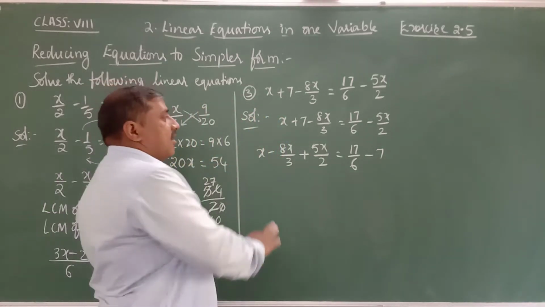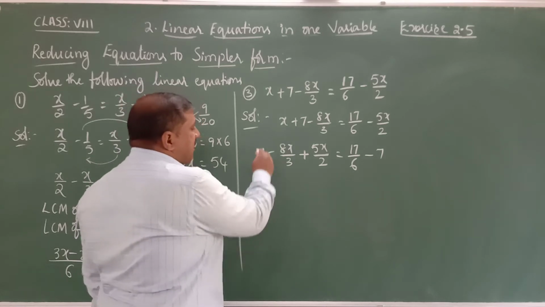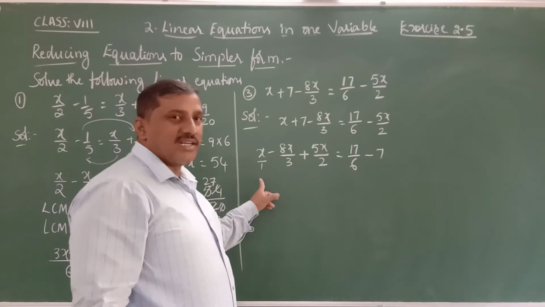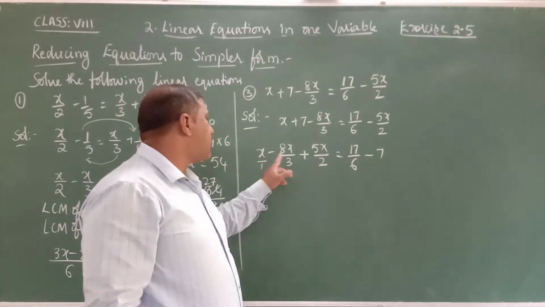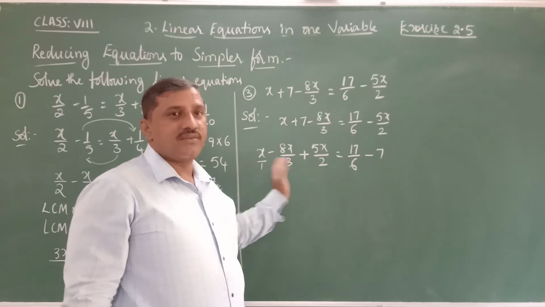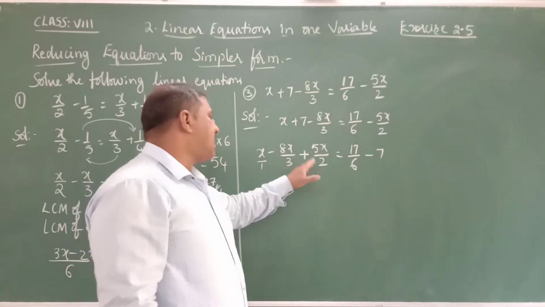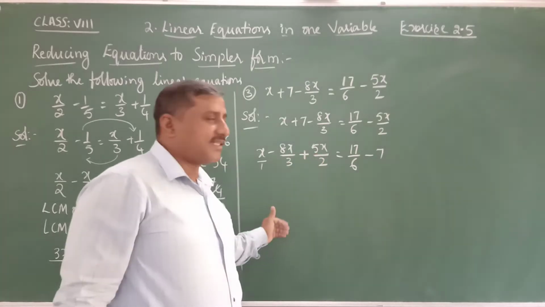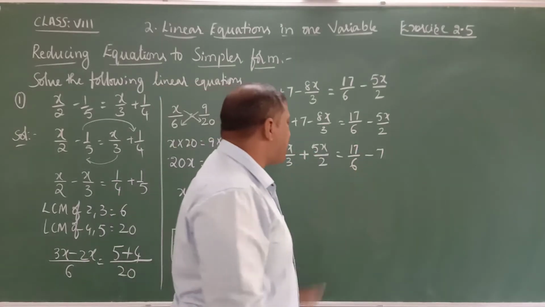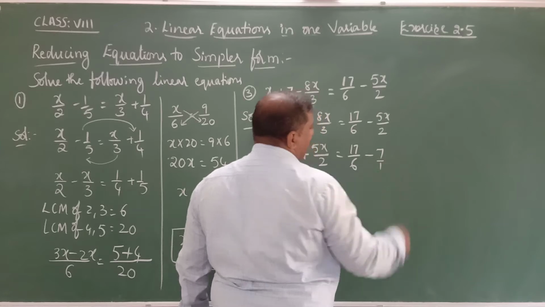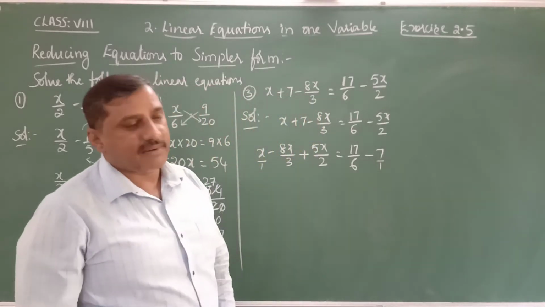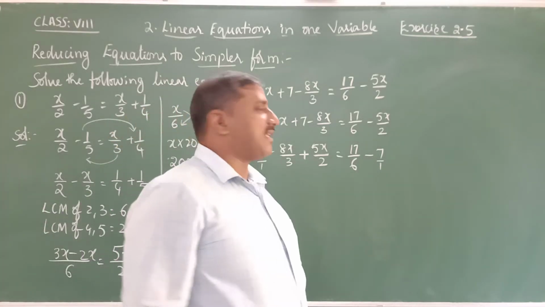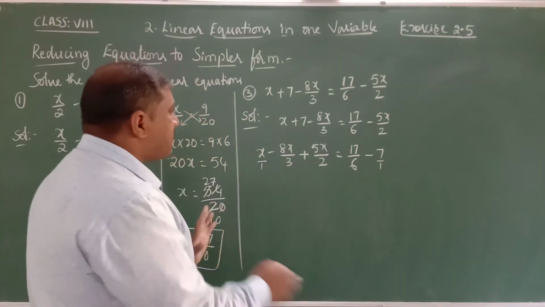Now x means x by 1. So what are the denominators we have on the left hand side? 1, 3 and 2. Different denominators are there. 3 and 2 are prime numbers, so the LCM of these numbers is 6. Similarly, 17 by 6 minus 7 by 1. 7 means 7 by 1. LCM for 1 and 6 is again 6 itself. Find their LCMs and simplify that.